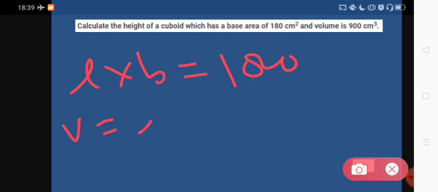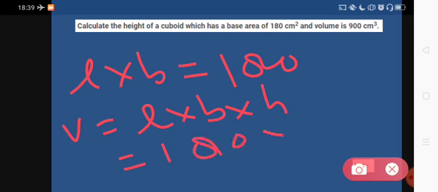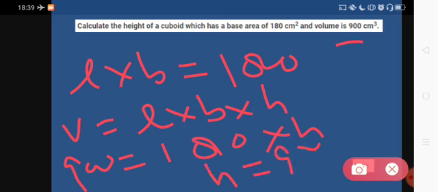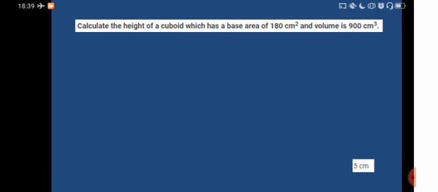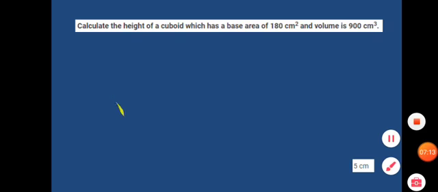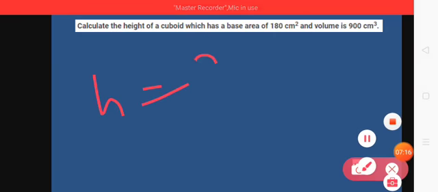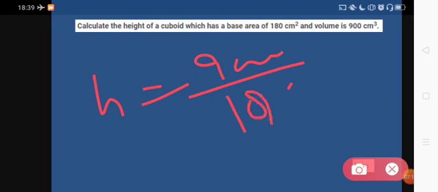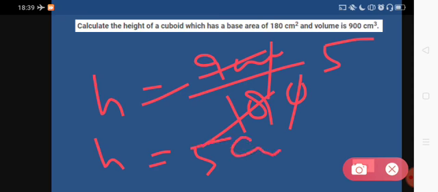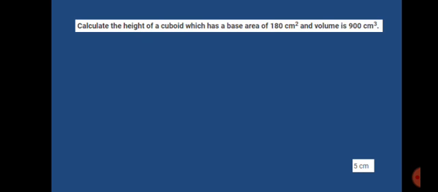Volume is equal to length into breadth into height. Length into breadth is equal to 180, height is unknown, volume is given as 900. Now h will be 900 upon 180. 18 fives are 90. Height will be 5 centimeter. Okay, right? Now we go on to the fourth question.